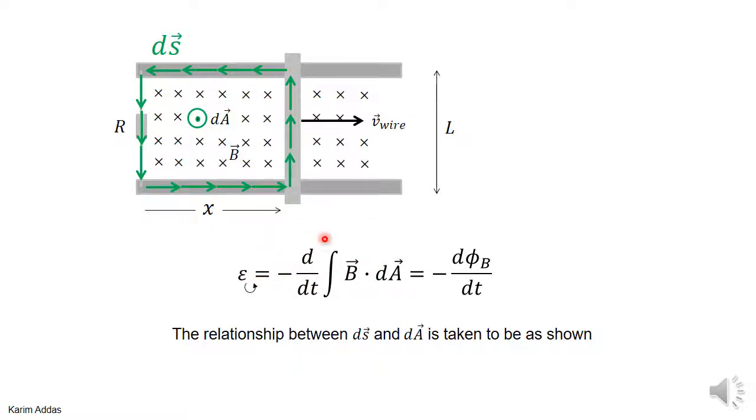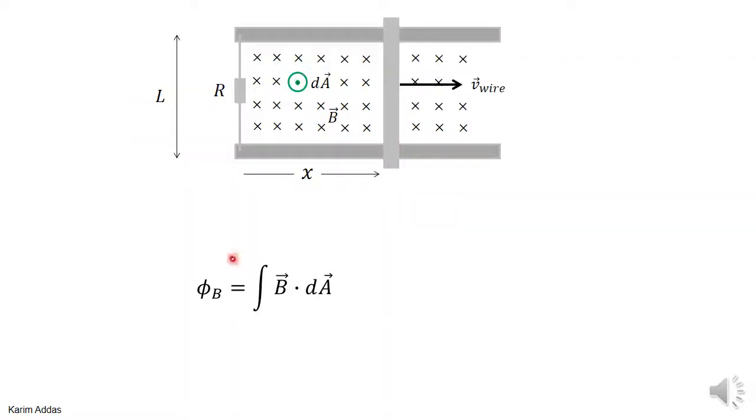We want to prove that if you use this rule, you'll get the same expression for the EMF that we got using the other rule. So let's first get the magnetic flux. What's integration of B dot dA? What's the magnetic flux through this area?